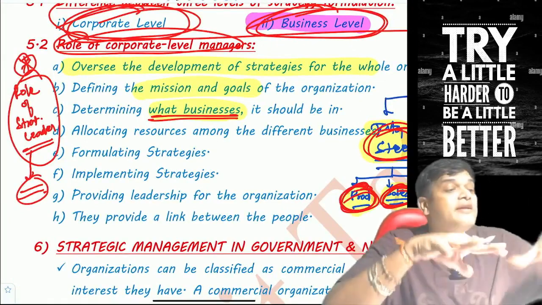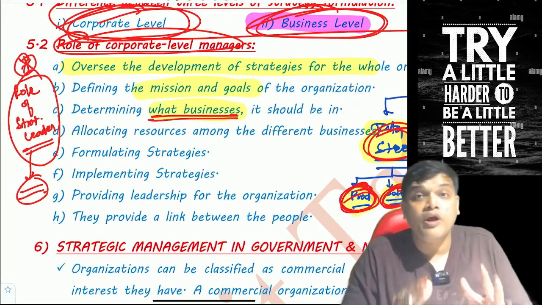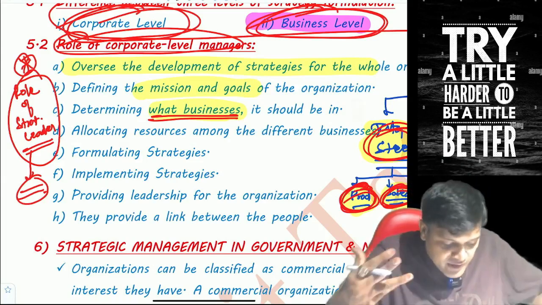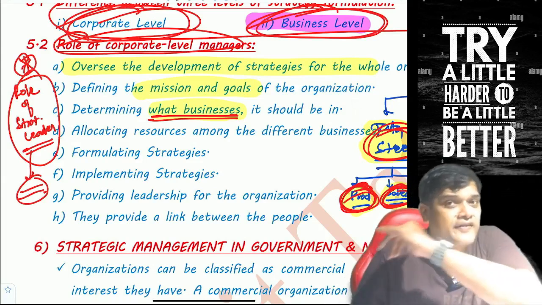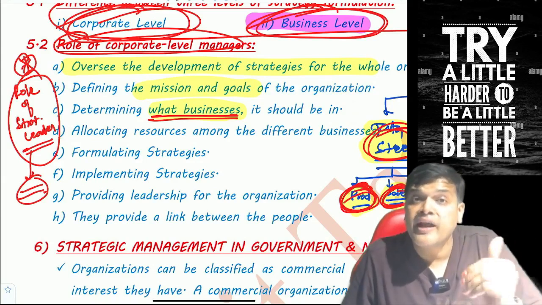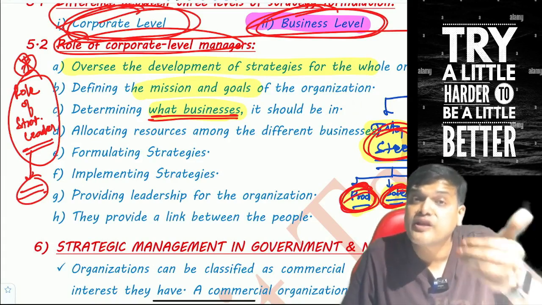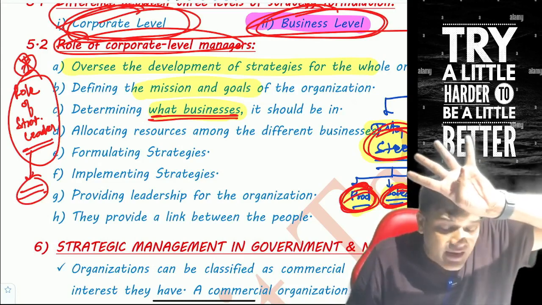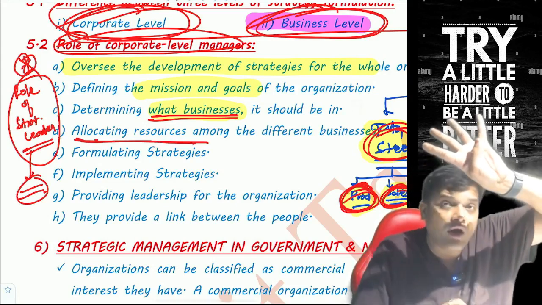So, first point, oversee the development of strategies. Second, what mission and goals are there. Third, which business we should be in. Fourth, how to allocate resources. How much budget should there be? How much human resource is required? How much financial resource? How much infrastructure? How much production capacity? These decisions, allocating resources, are taken by corporate level managers.